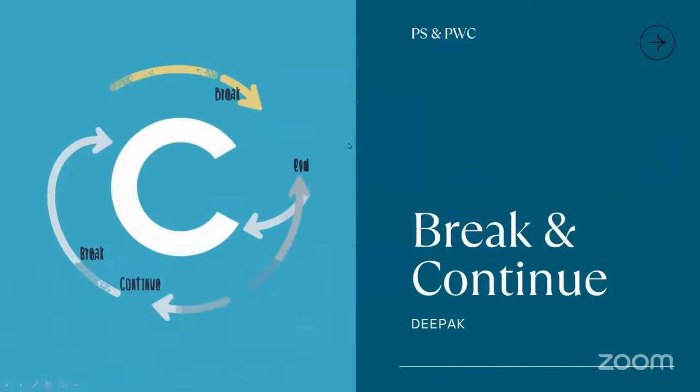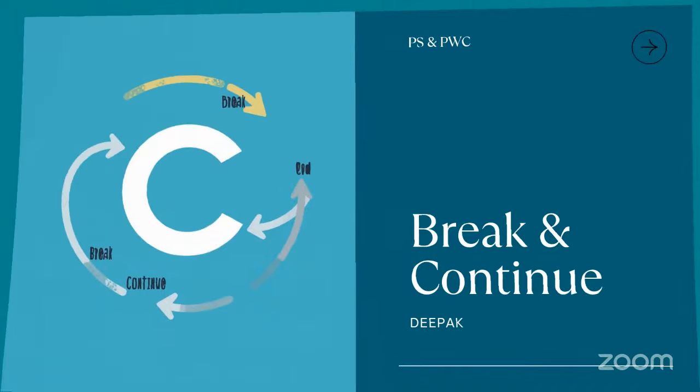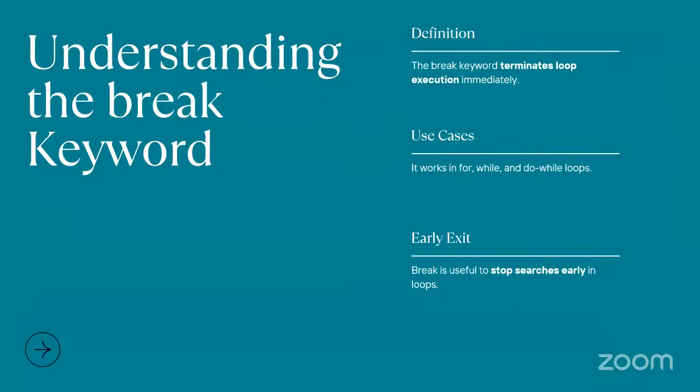Hello, my dear friends. Today we are discussing break and continue keywords in C programming. The fundamental use of the break keyword is to exit a loop immediately.